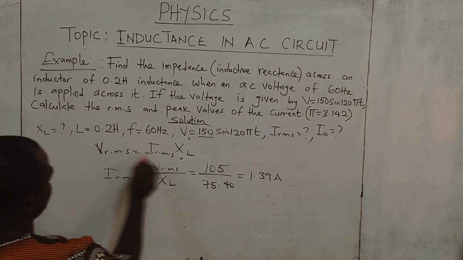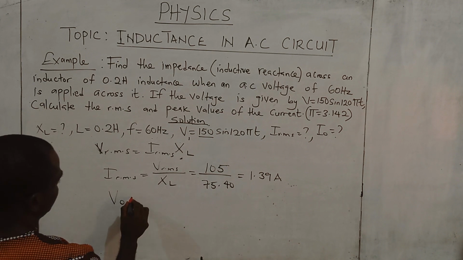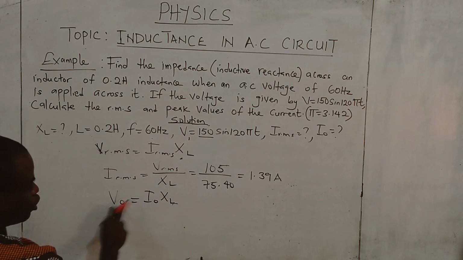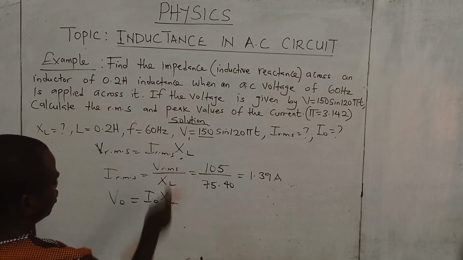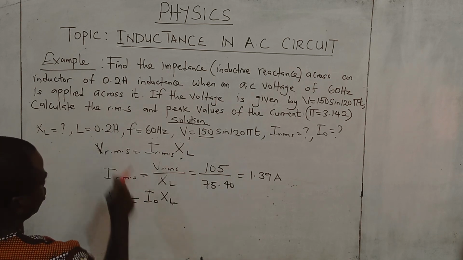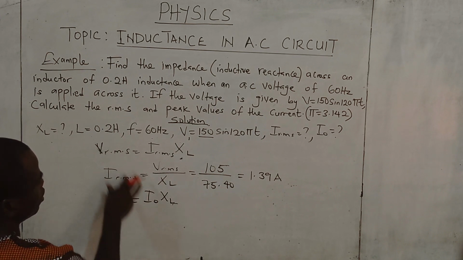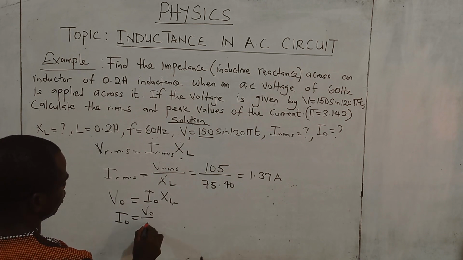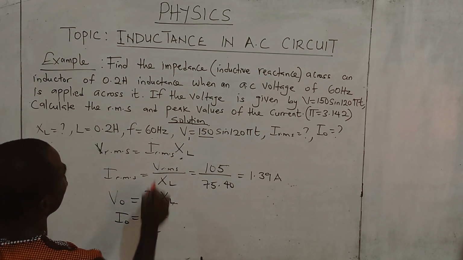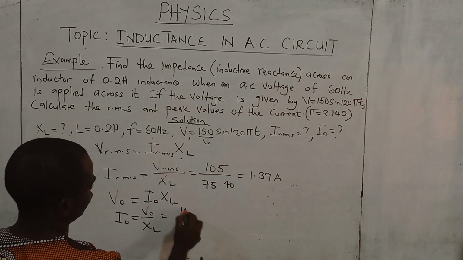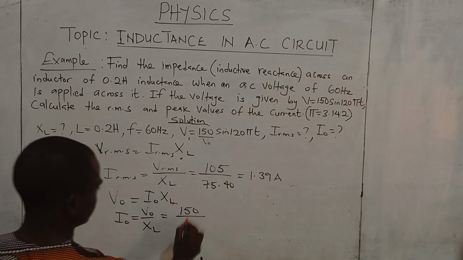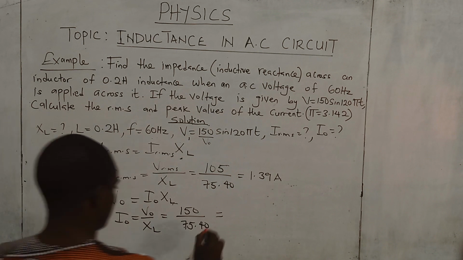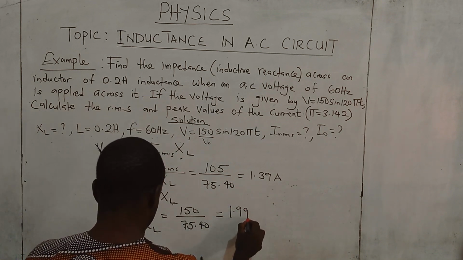Now the next is peak current. Same thing, we will relate V root mean square, I root mean square, and XL. You can say V naught, the voltage, equals I naught XL. Put V naught, put I naught, and for V root mean square, put I root mean square. That's just it. Don't mix V naught with I root mean square. When we are solving a problem like this, it goes hand in hand. Now, I naught equals V naught over XL. V naught, the peak, is 150 divided by XL, 75.40. When you do the division, you get 1.99 ampere.